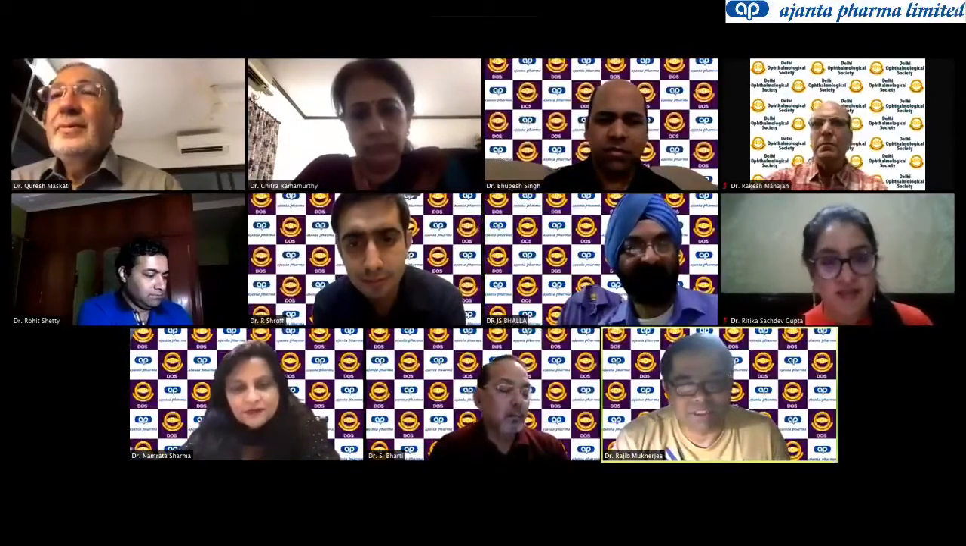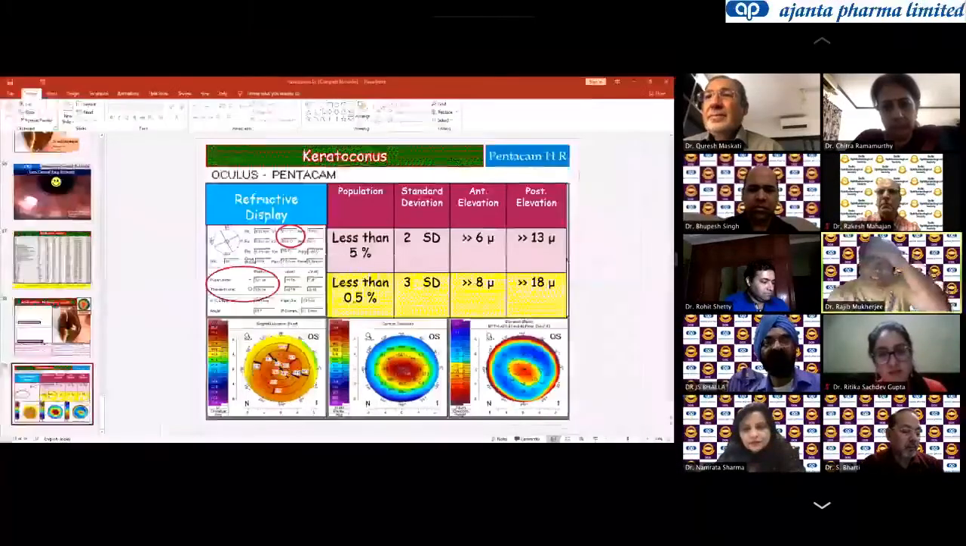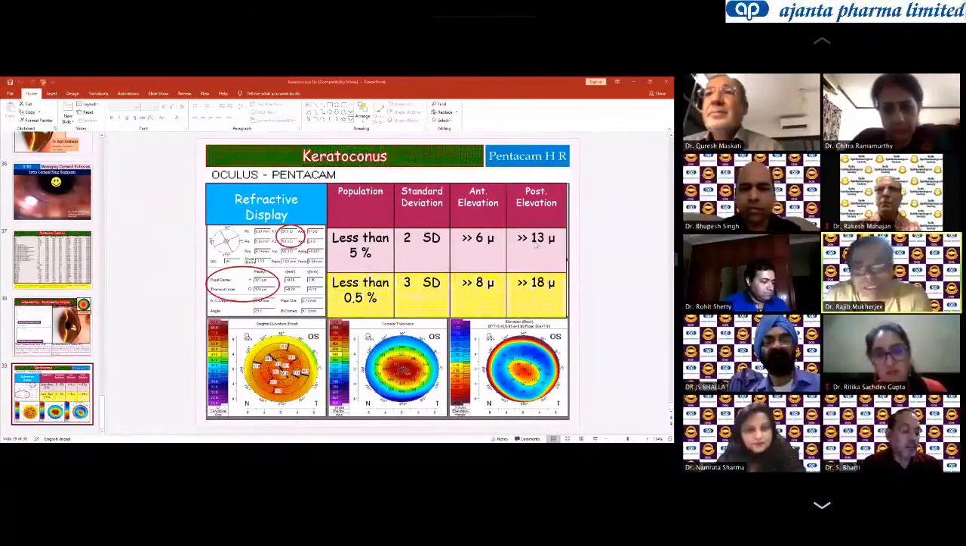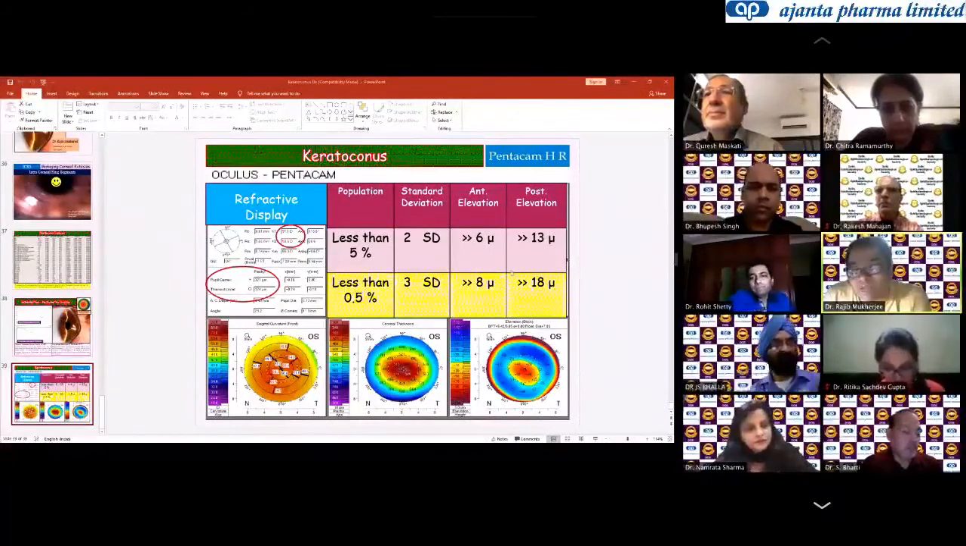So basically, this is the cutoff value. If you see, 2 standard deviations is about 13 microns, and 3 standard deviations is about 18 microns. So this is what brings you into that red and yellow zone of the D values of the posterior corneal ectasia. But I usually don't go by these numbers.